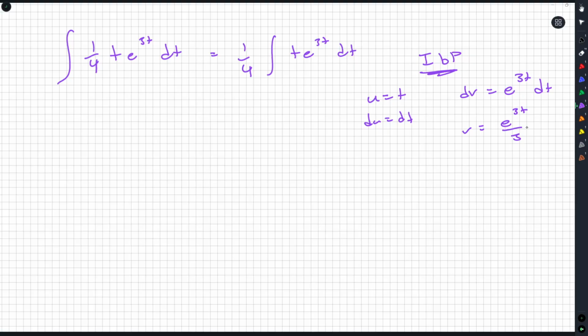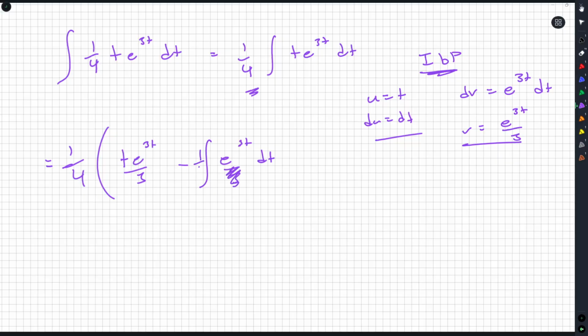Just doing a quick antiderivative there. If you need to, off on the side, do a substitution to get that, it's fine. It makes the question a little bit longer, but as long as you're being correct, there's nothing wrong with that. So we've still got the 1/4 out front here. And then what is it? It's uv, so t e to the 3t over 3, minus the integral of v du. So that'll be e to the 3t dt over 3, except I'm going to bring that over 3 out here. And actually, I'm going to bring all the over 3's out and make it 12 out front.